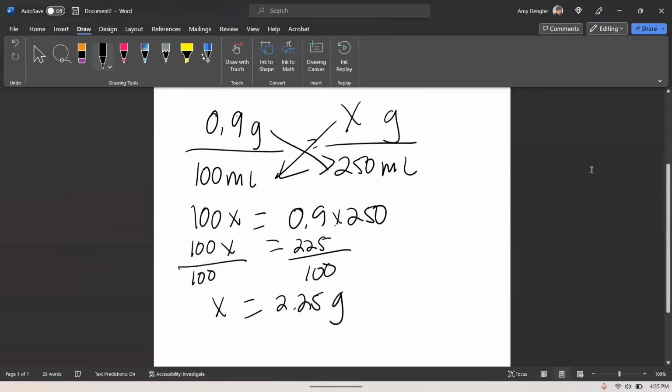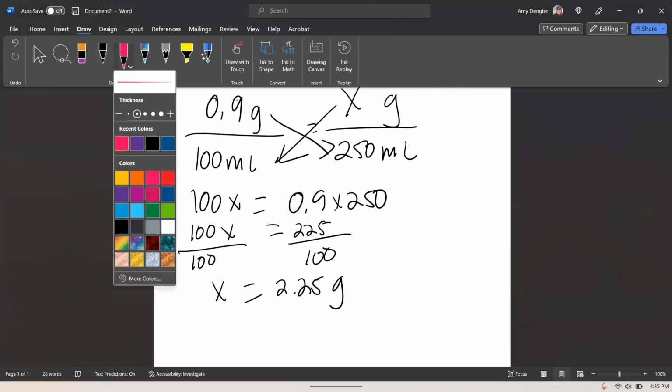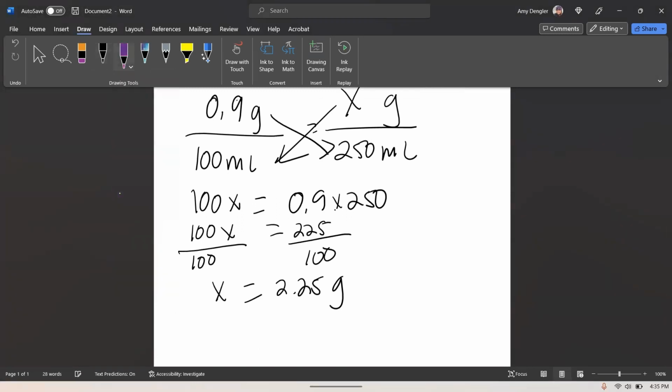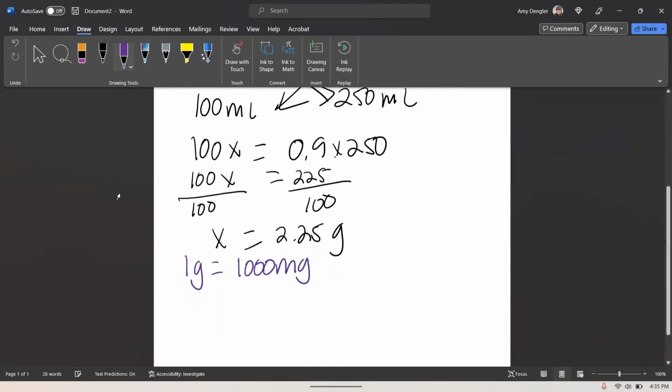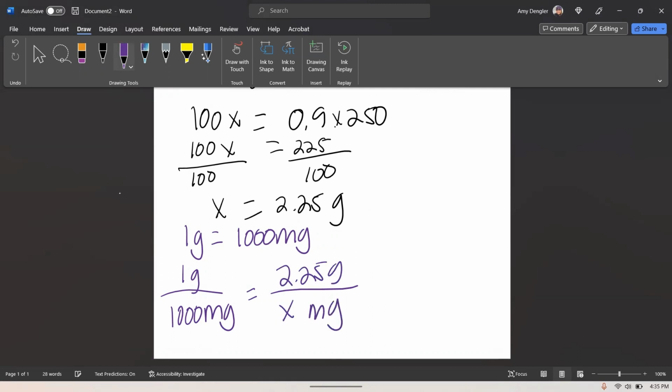Now we need to turn that into milligrams. So we're going to use the conversion factor to convert milligrams to grams and grams to milligrams. 1 gram equals 1,000 milligrams. So I'll place that in one side of a proportion. And then on top, I'll add my 2.25 grams. Find out how many milligrams.